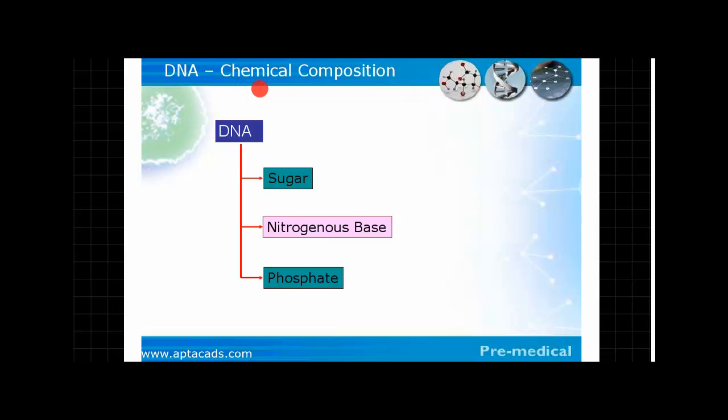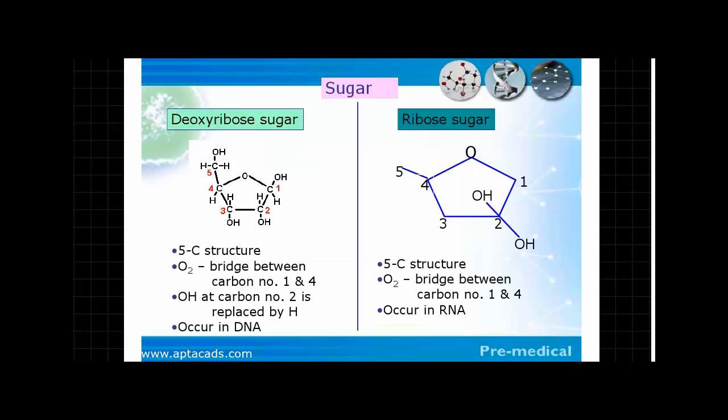Chemically speaking, DNA consists of three things. It is the sugar, second is nitrogenous bases, and the third is phosphates. So one by one we will discuss all these three things. So let's first of all talk about sugar.